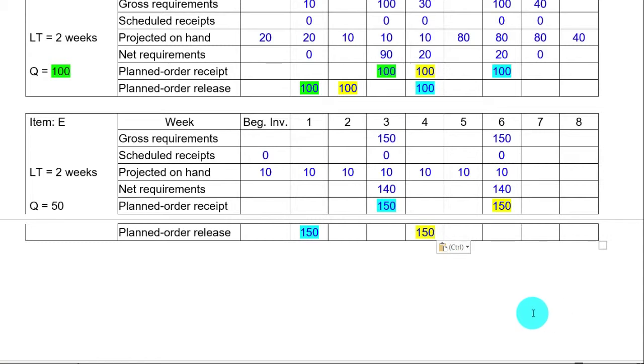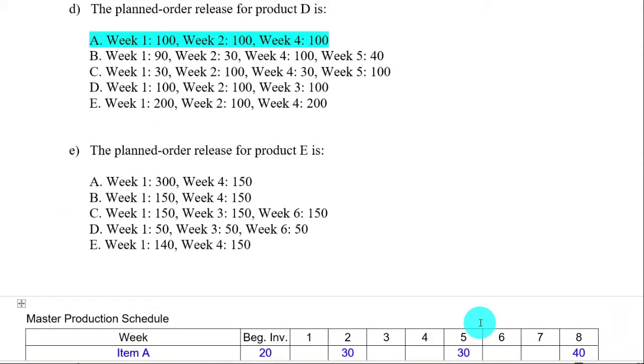Okay, so the planned order release for item E is week 1, 150, week 4, 150. Let's take a look. Weeks 1, 4. So the answer is choice B.